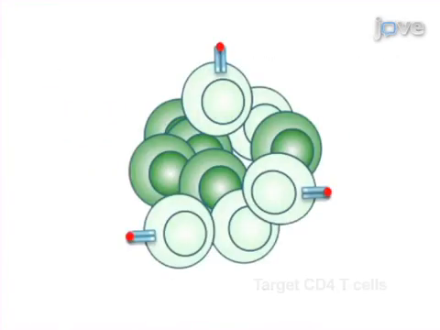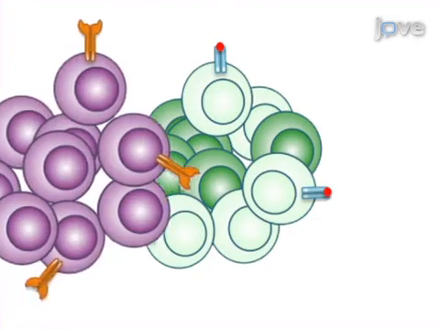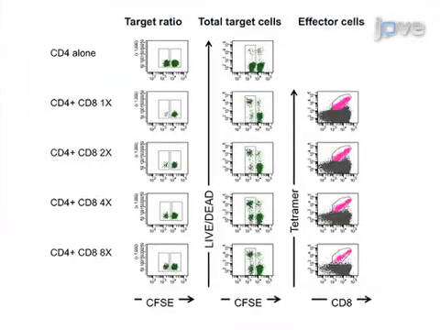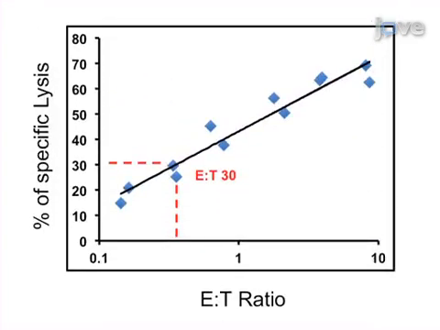then mixed with unpulsed CD4 T cells. Next, the effector CD8 T cells and target CD4 T cells are co-cultured for 6 hours at different effector-to-target ratios. In the final step, the killing of the peptide-loaded target CD4 T cells and the number of effector CD8 T cells are quantified by flow cytometry. Ultimately, the intrinsic killing capacity of the antigen-specific CD8 T cells, expressed in lytic units, can be calculated.